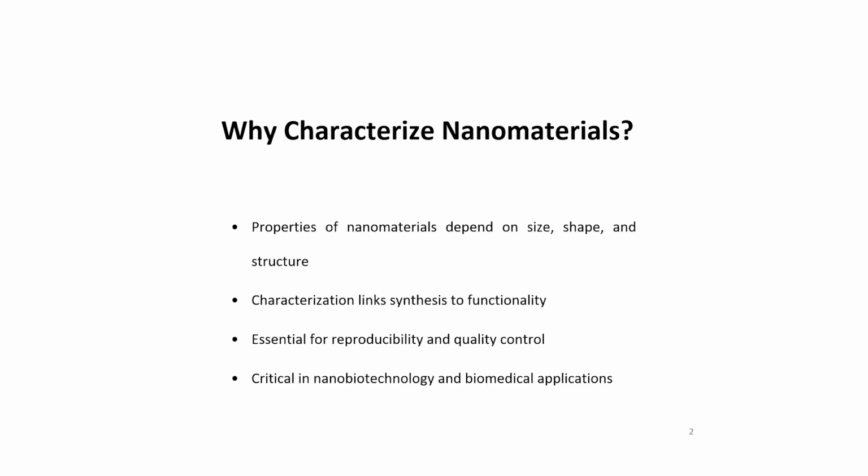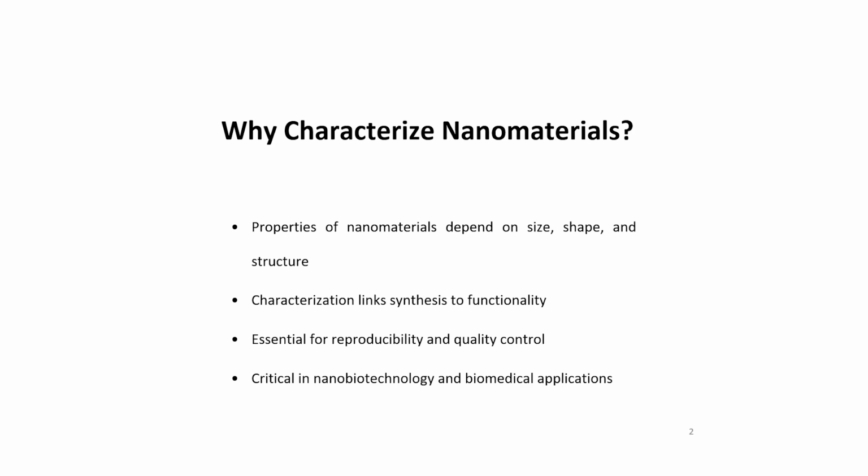So why do we need to characterize nanomaterials? Characterization is going to link the synthesis and functionality of a nanomaterial. The properties of nanomaterials depend on size, shape and structure. So it is important to characterize them, because this is how you will figure out if a particular material is of a particular size, shape or structure, so you can easily determine its function. This is how characterization links synthesis to functionality, and it is very essential for reproducibility and quality control.